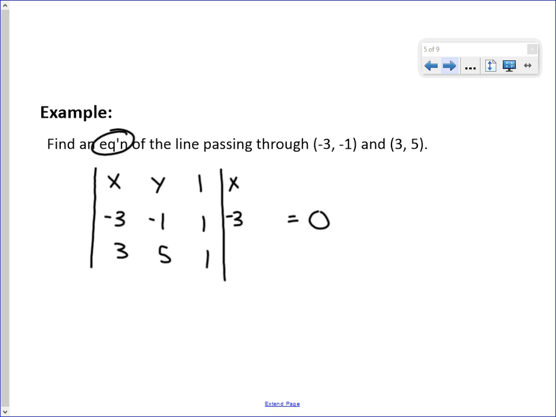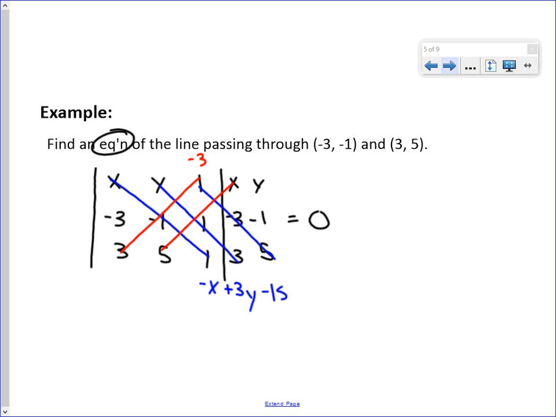I'm going to copy my first two columns. Do my diagonals. I'll get a negative x plus 3y minus 15, and then going up, I'll get a negative 3 plus 5x minus 3y. Now, different from everything yesterday, we've introduced the variables x and y, so we don't have like terms.